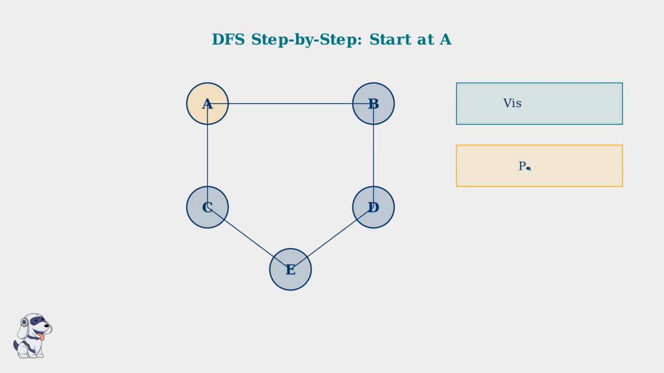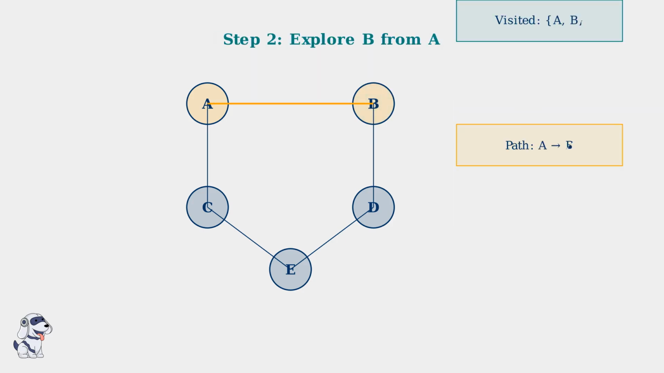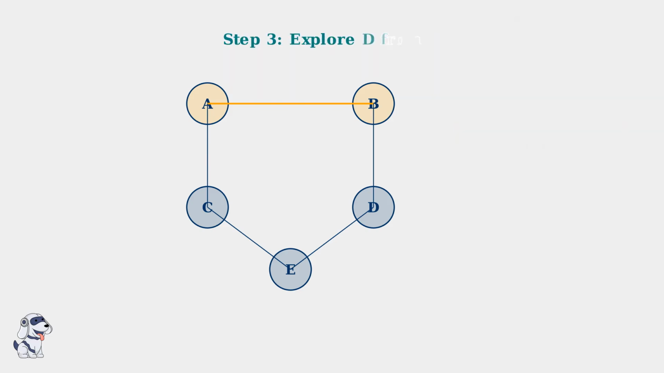We begin by marking A as visited and adding it to our visited set. From A, we explore its first unvisited neighbor B. We mark B as visited and continue the search from B. From B, we find unvisited neighbor D. We mark D as visited and explore from D. From D, we explore unvisited neighbor E.